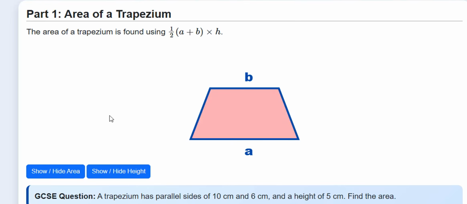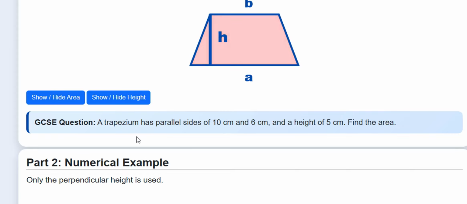So the area of a trapezium is given by half into A plus B, where A and B are the parallel sides of the trapezium, then multiplied by the height, where the height is this one here. So with that knowledge, can we try to solve some questions relating to the area of a trapezium?